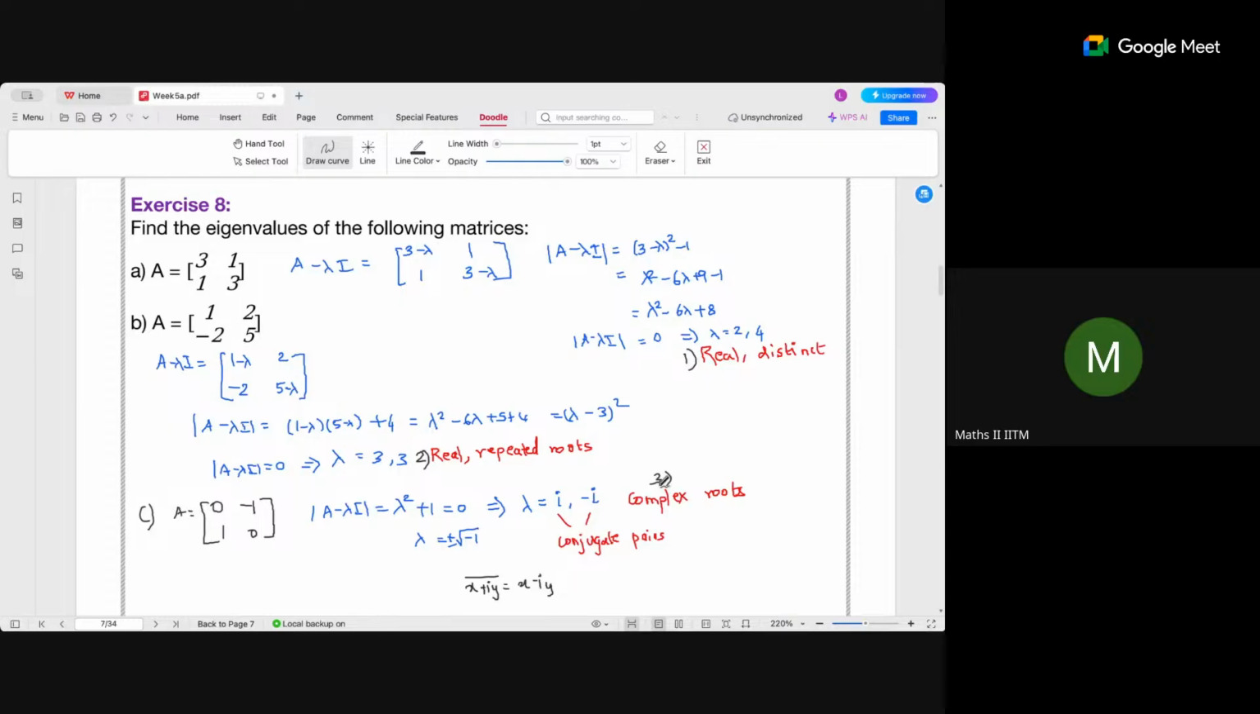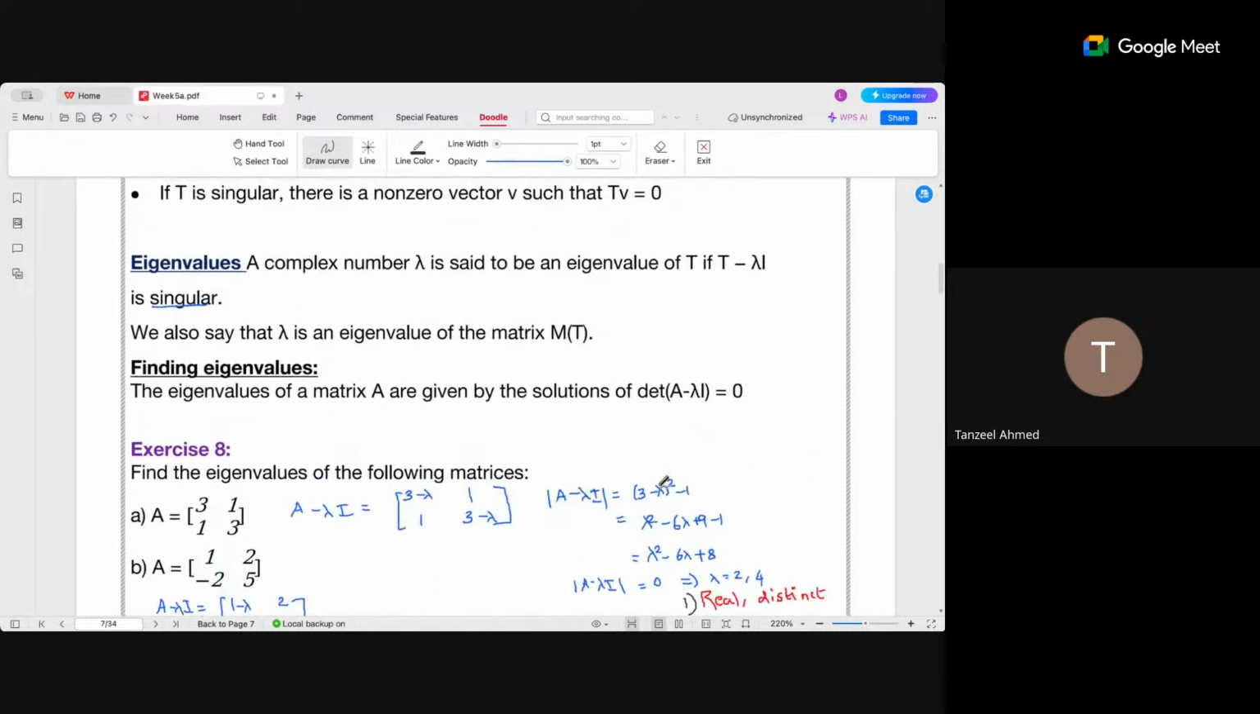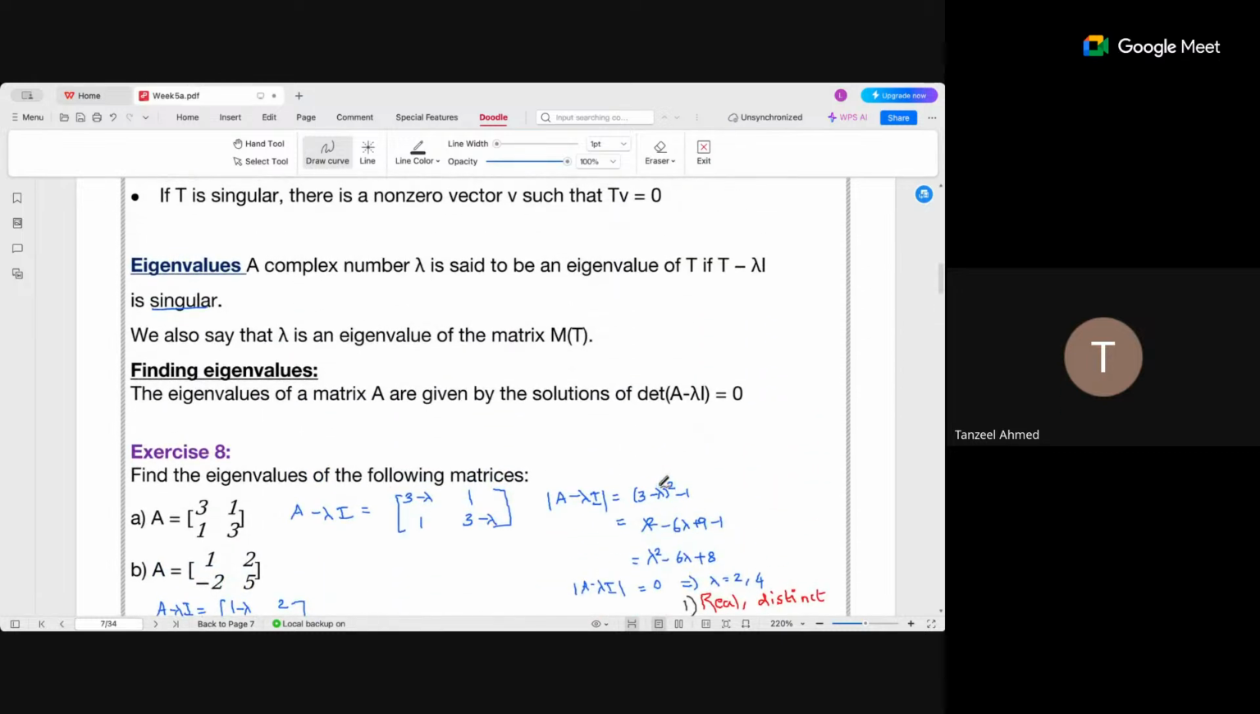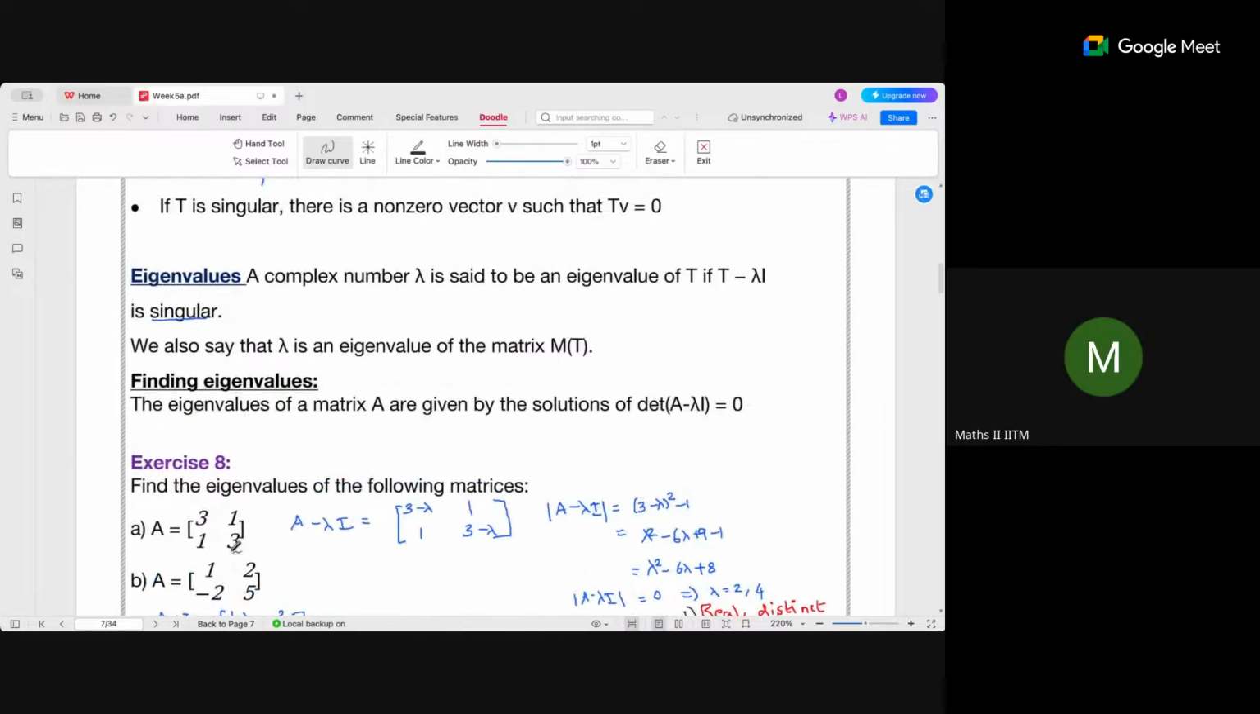Now, we had started this by saying that m of t can belong in the complex domain as well. It can be from C2 to C2. Right now, we are only calculating when A is from R2 to R2. We have not considered the complex matrices yet. We will see it slowly. First, we will look at only the real matrices.